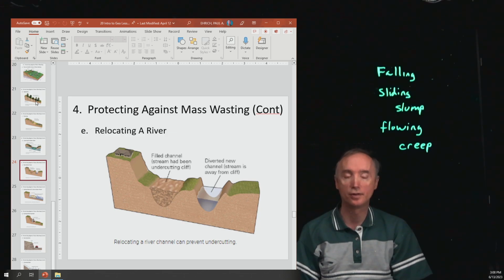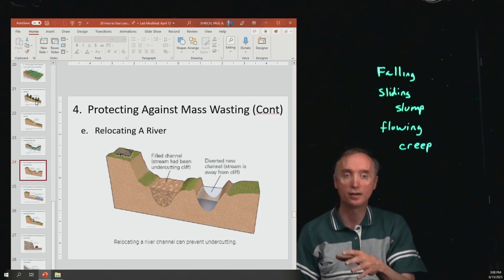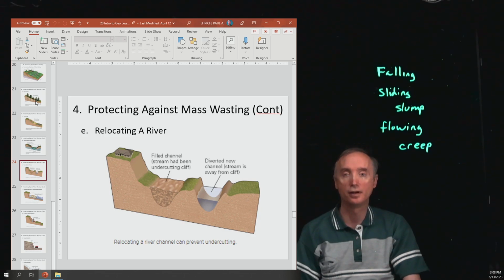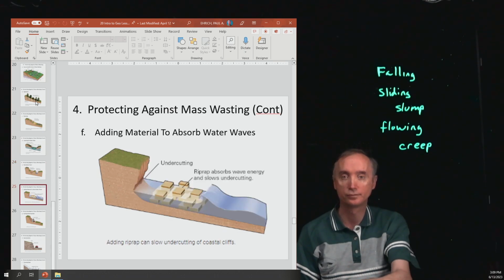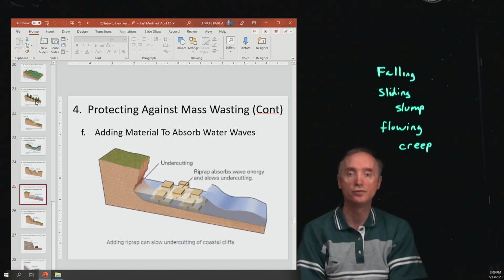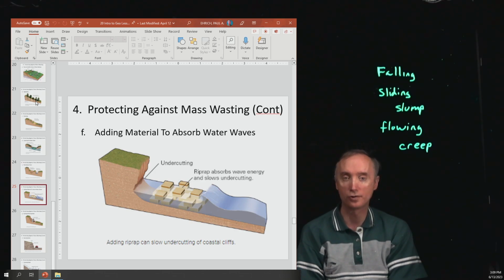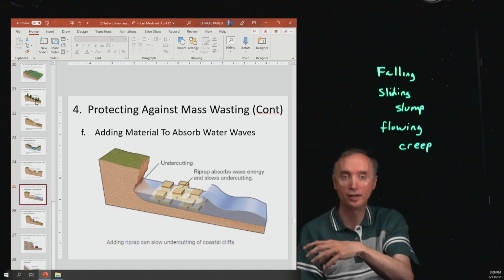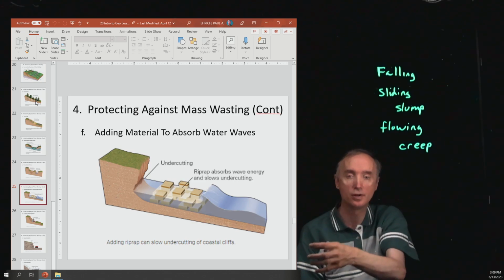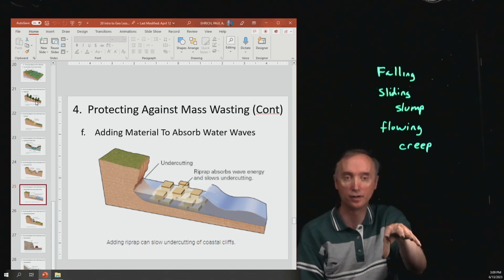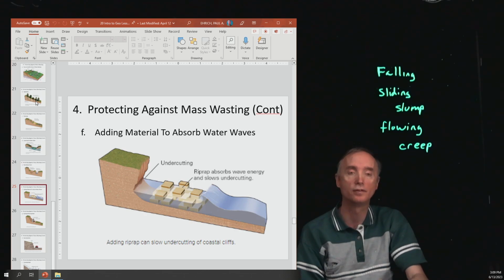Also, relocating the position of a river. If a river is too close to a cliff, it will erode the cliff. It will make it more likely that erosion and mass wasting is going to occur. Okay, another thing that we can do is to add materials that would absorb the force of wave action. So instead of wave action hitting a cliff and causing the cliff to collapse, we put materials in front of the cliff that will absorb the force of those impacts.